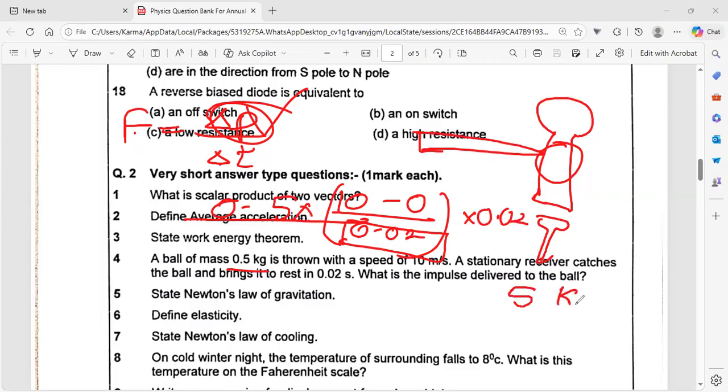5 kg meter per second. Kg meter per second is going to be the impulse. Impulse will have the same dimensions as momentum.